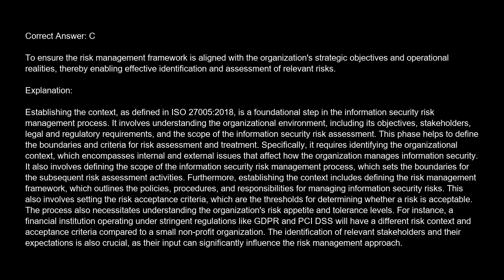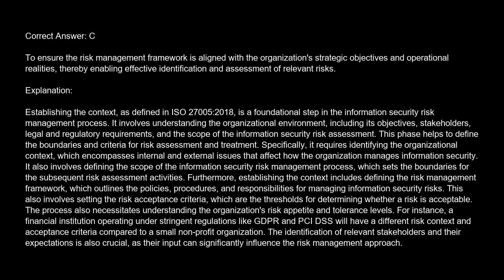The correct answer is C, to ensure the risk management framework is aligned with the organization's strategic objectives and operational realities, thereby enabling effective identification and assessment of relevant risks. Explanation. Establishing the context, as defined in ISO 27005-2018, is a foundational step in the information security risk management process. It involves understanding the organizational environment, including its objectives, stakeholders, legal and regulatory requirements, and the scope of the information security risk assessment. This phase helps to define the boundaries and criteria for risk assessment and treatment.